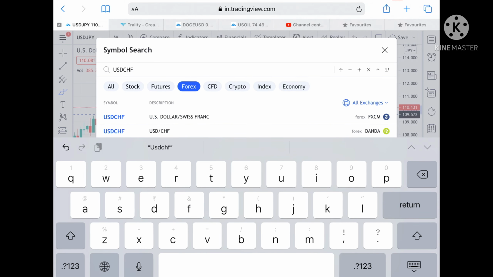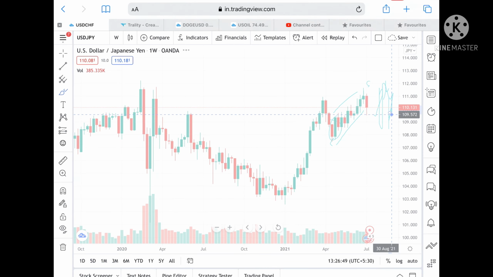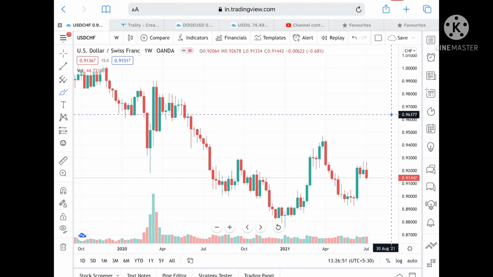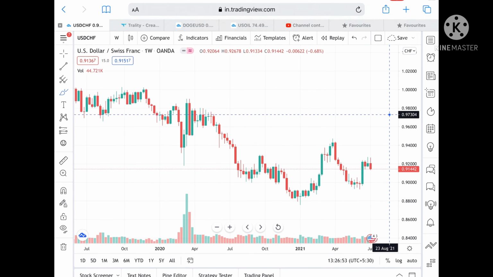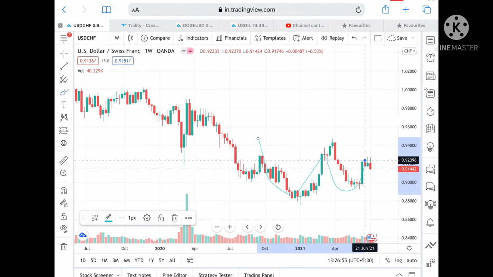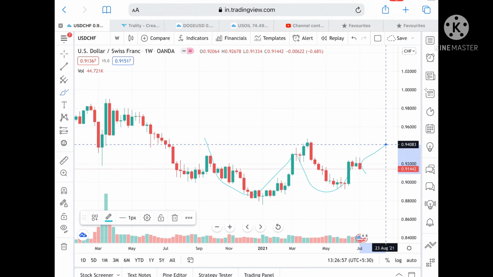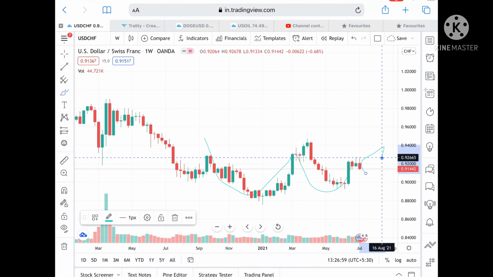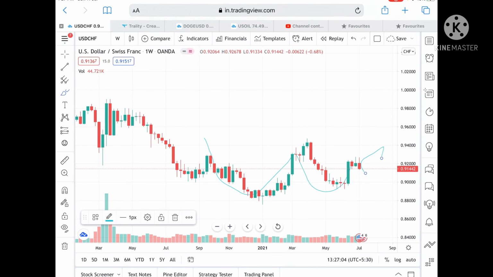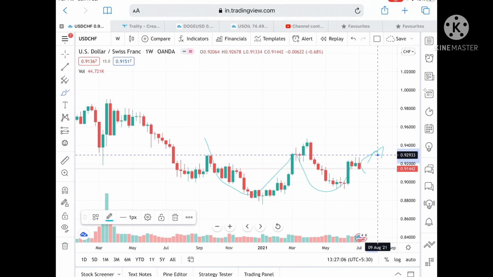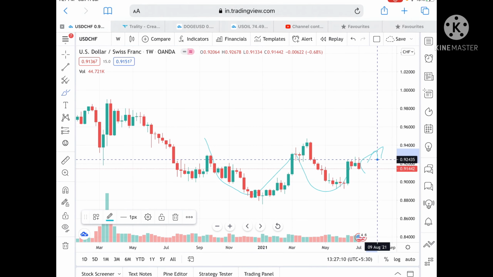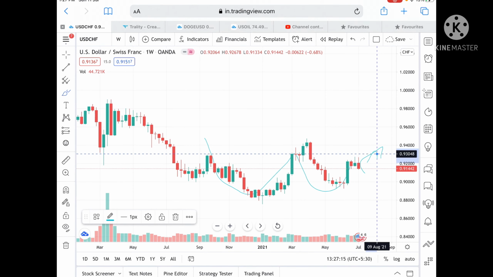we have seen that it has created a W pattern. What we can see here is, suppose if it goes above a level of 0.9265, because this level is already tested twice, so suppose if it goes above a level of 0.9236, then chances are high that it can cross this level of 0.926 and can touch a level of 0.92895 and can go to a level of 0.93202.